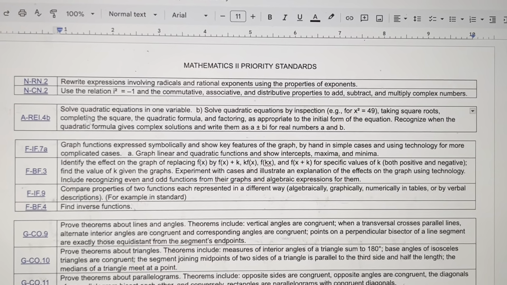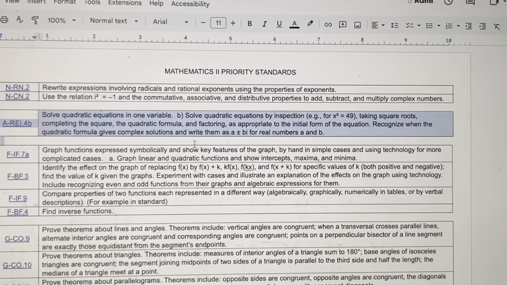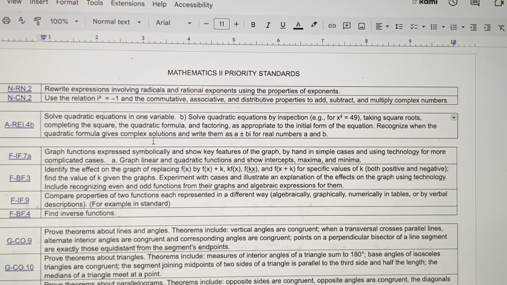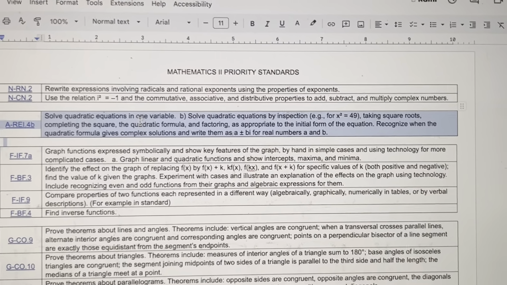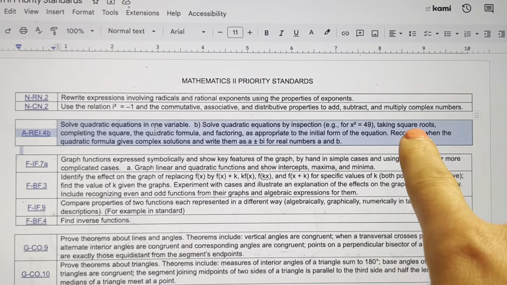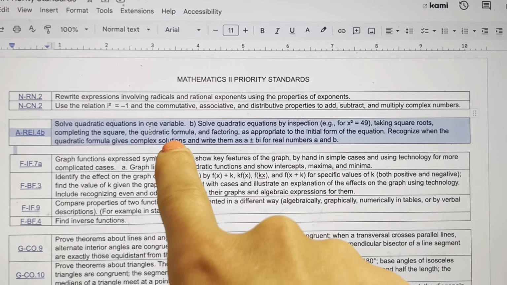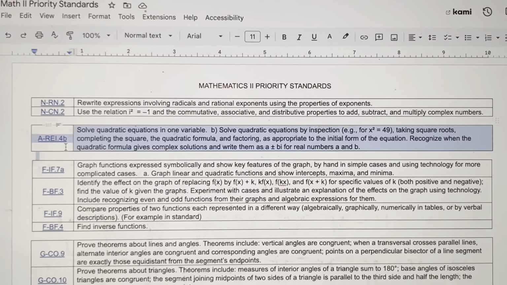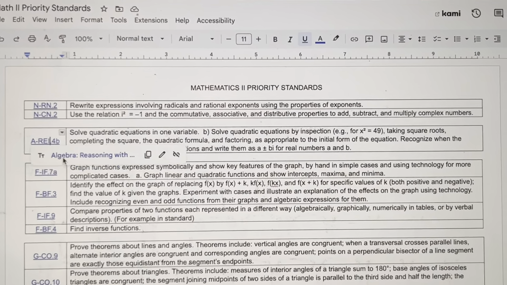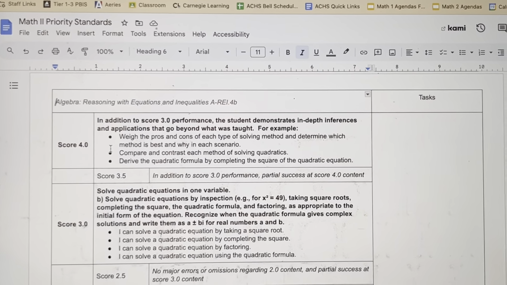We are focusing on this. This is what you've been working on since I've left. Oh, no, not that. But all of this, quadratics. We are solving a quadratic like that by taking square roots, completing the square, quadratic formula, and factoring. So this standard, I'm going to click into this, has an entire page for you. This is the most important thing.